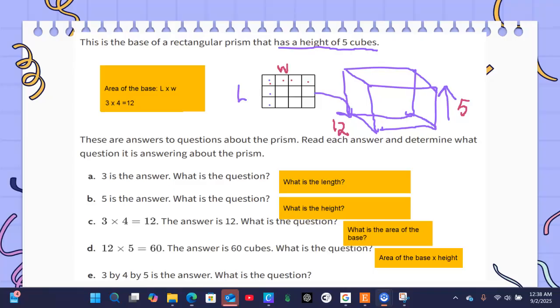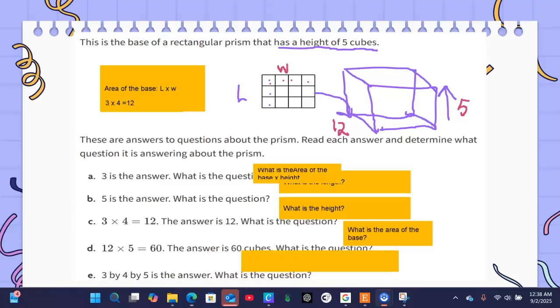That's what we just did. Let's put that in a proper question. What is the area of the base times height? I wish I could make this expand. Maybe I could just delete it. I'll delete it and type it again. I'll put it down here. What is the area of the base times height?